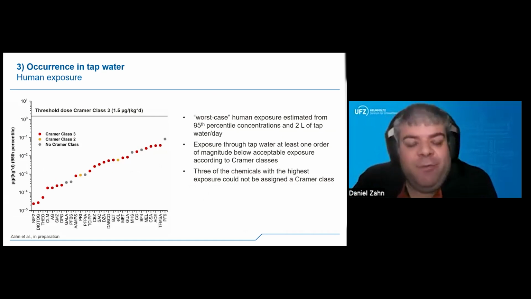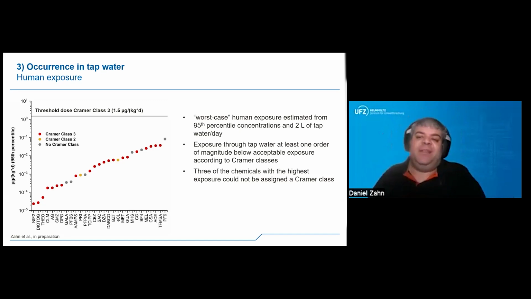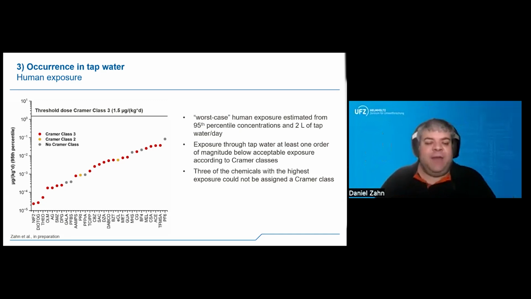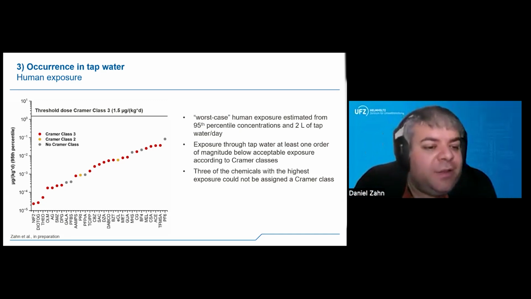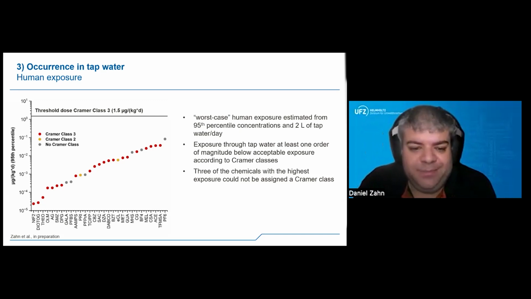Based on this data, we wanted to have at least a first indicator of whether this is relevant for human health. So we calculated human exposure, based on a worst case approach. We took the 95th percentile concentration in our data set, assumed 2 liters of tap water consumption a day, and an average weight of 70 kilograms. With this, we calculated the human exposure you can see in the graph, and we compared it to so-called Cramer classes.